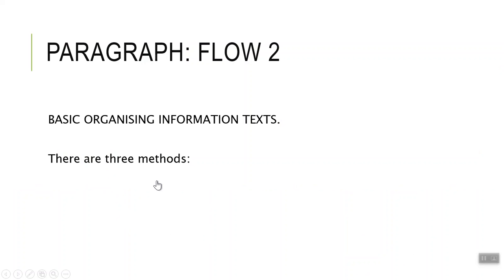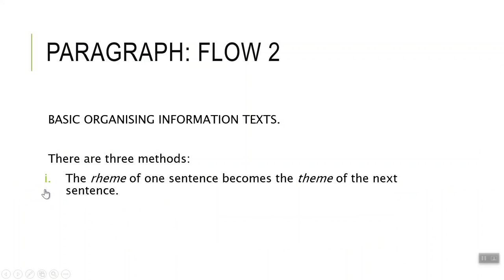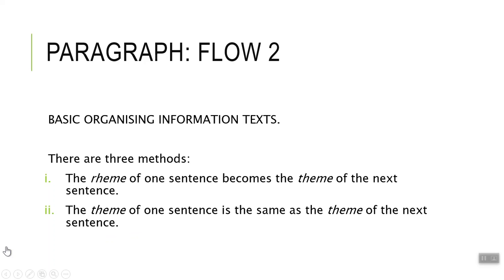There are three methods of organizing your information in your text based on this Theme-Rheme pattern. 1. The rheme of one sentence becomes the theme of the next sentence. So your new information can go to the theme in your new sentence. 2. The theme of one sentence is the same as the theme of the next. So the theme remains the same throughout the whole paragraph. And the last one is a mixture of the two. It's also possible. So I'm going to show you all these three patterns.